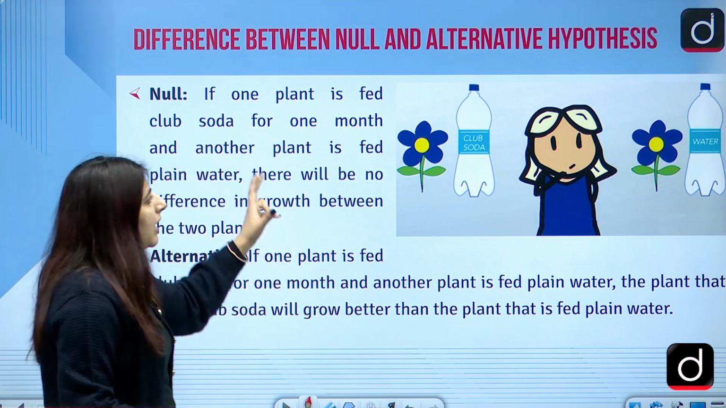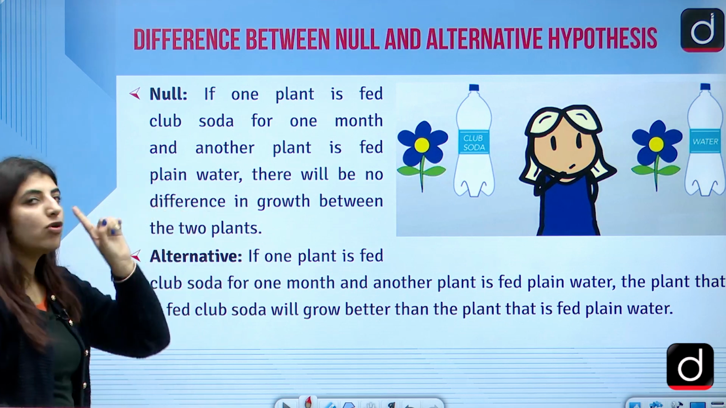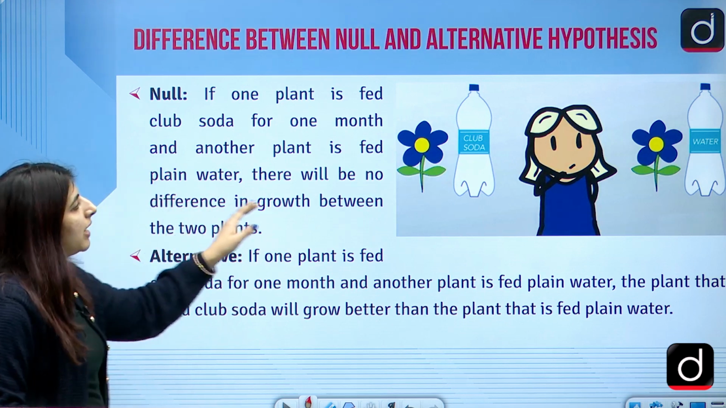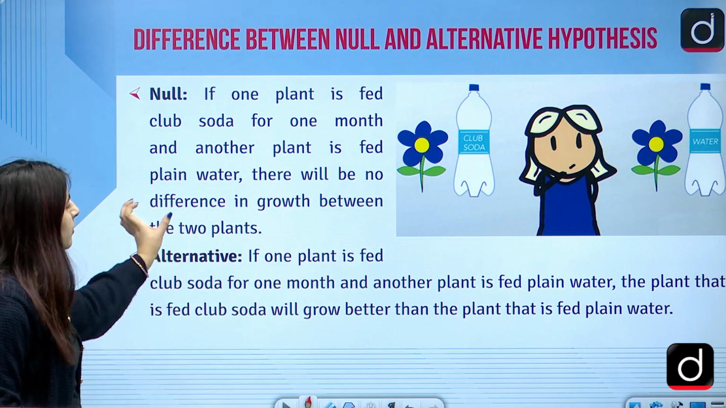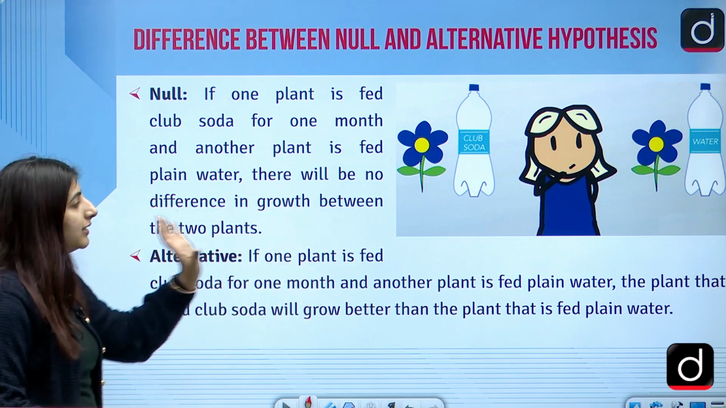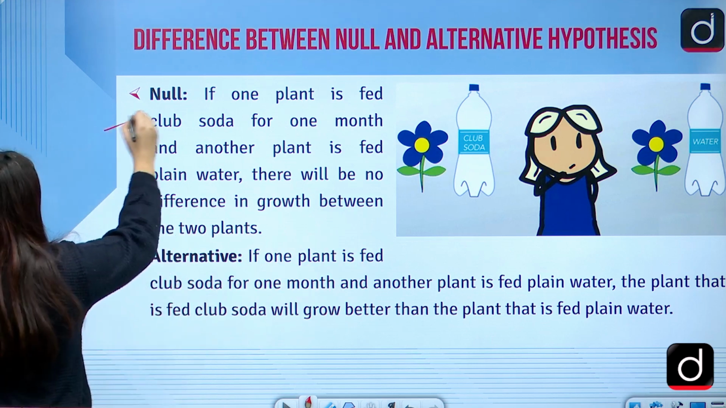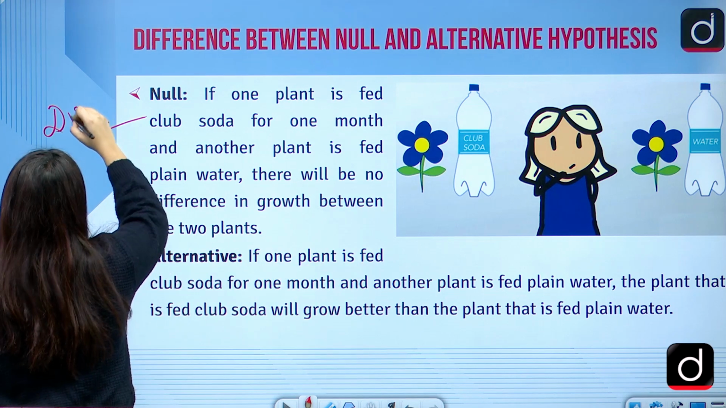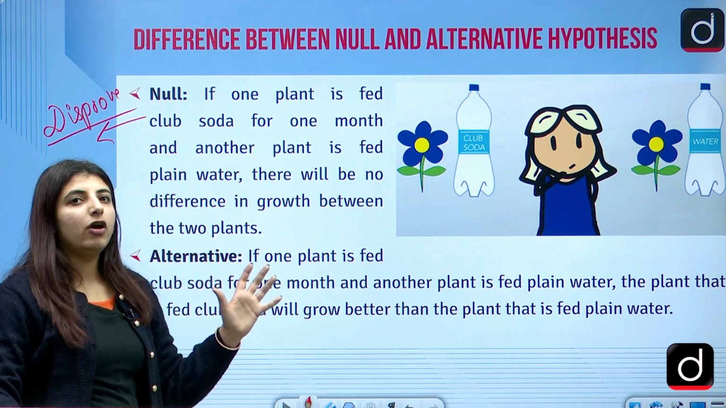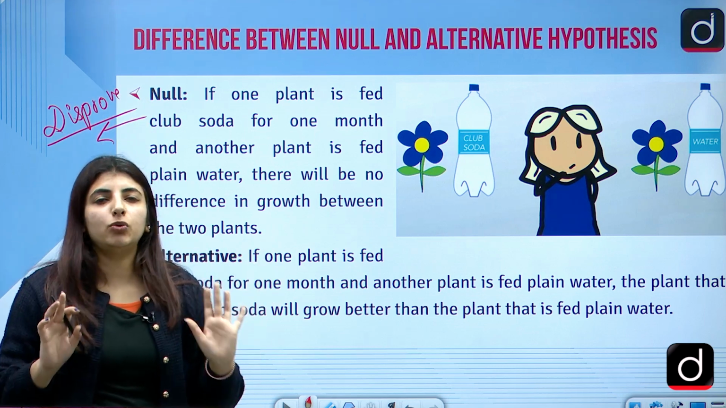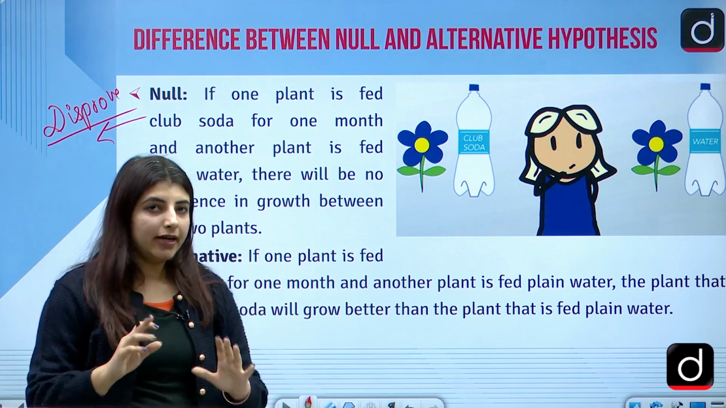Null: if one plant is fed club soda for 1 month and another plant is fed plain water, there will be no difference in growth between the two plants. This is what the researcher wants to disprove. Correct? So he will obviously say that there is no difference between the two things, whichever are given there, right?